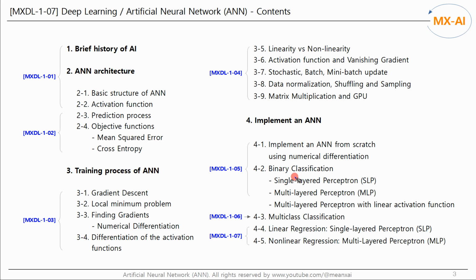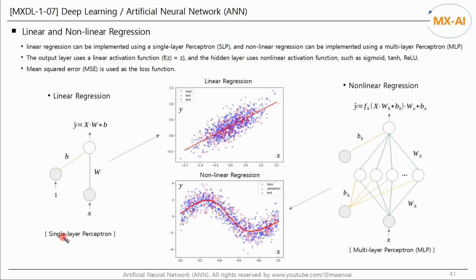In the last video, we wrote code to implement classification using an artificial neural network. In this video, we will write code to implement a regression model. A single-layer perceptron can be used to implement a linear regression model, and a multi-layer perceptron can be used to implement a nonlinear regression model.